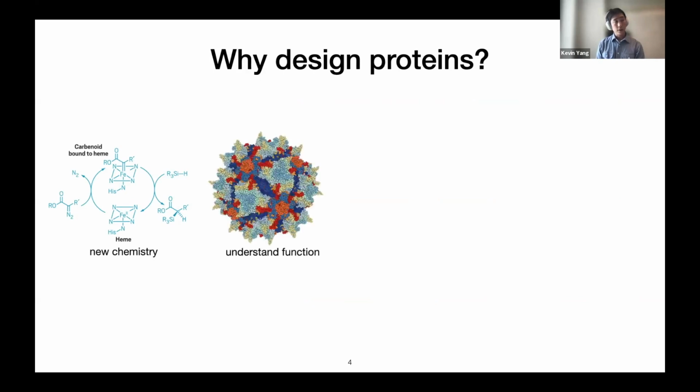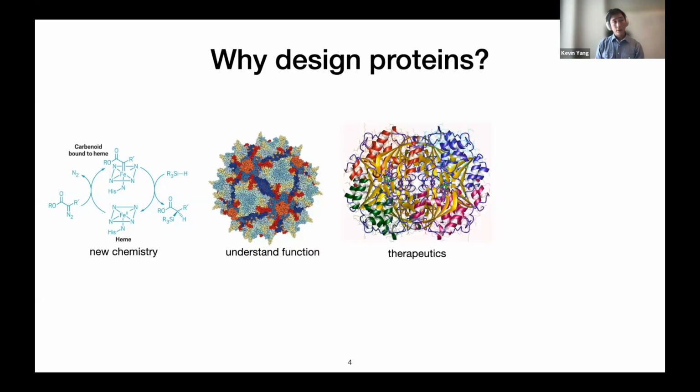Sometimes we engineer proteins or design proteins to understand how they work. This is an adeno-associated virus, which people are interested in for gene therapy, and people engineer the proteins on its surface to help it get into different kinds of cells.